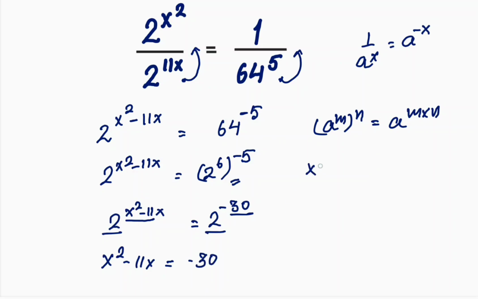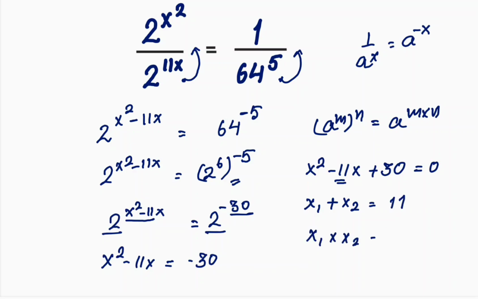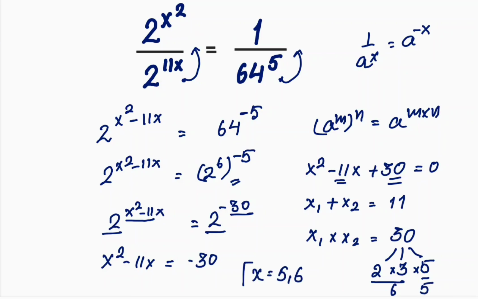Bring everything to one side, so x square minus 11x plus 30 equal to 0. To find roots of x, let's say x1 and x2, their sum will be equal to 11 and their multiplication will be equal to 30. If we do prime factorization of 30, it will result in 2, 3 and 5. To get the sum of both roots as 11, we take the first root as 6 and the second as 5. We get two values of x, that is 5 and 6, which is the final solution.